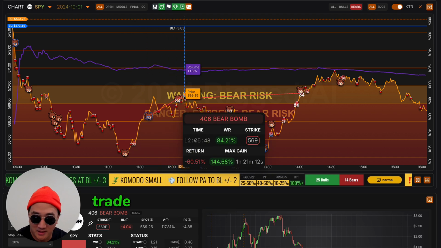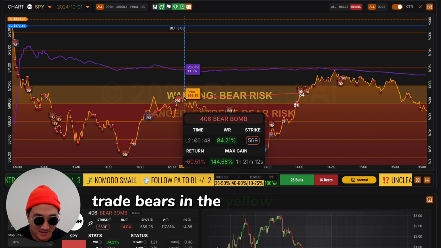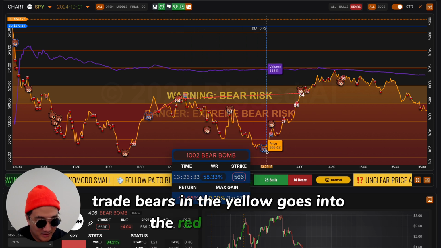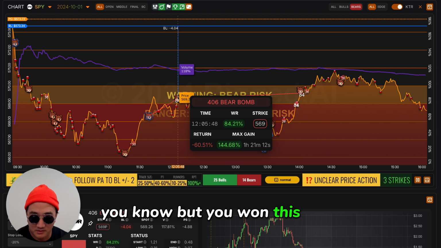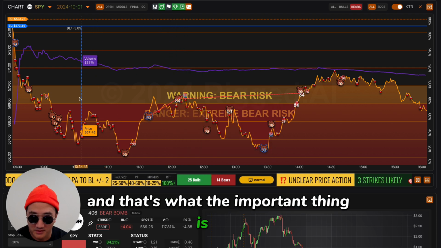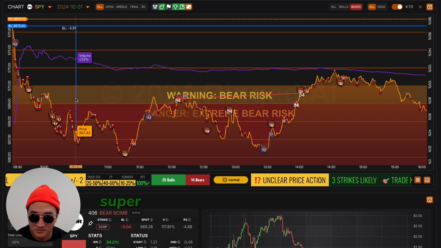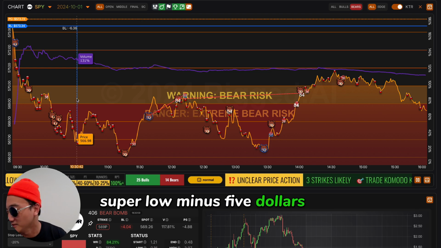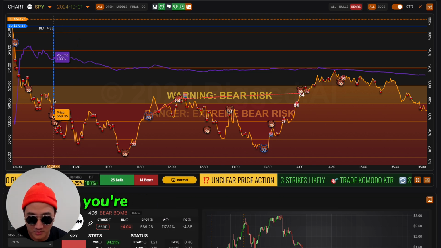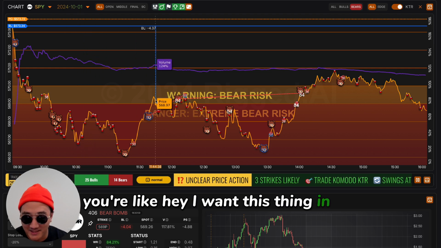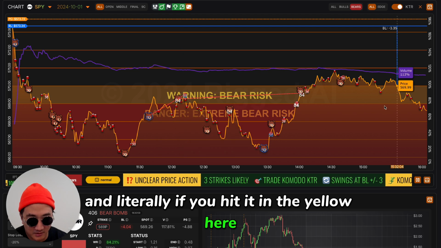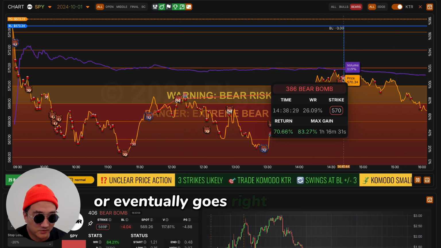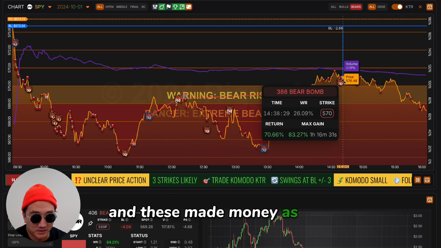CTE, trade bears in the yellow, goes into the red, comes back, but you won this, right? And that's what the important thing is here. 1030, super low, minus $5.91. You're like, hey, I want this thing in the yellow. And literally, if you hit it in the yellow here, you made money, or eventually it goes right above the yellow, and these made money as well.